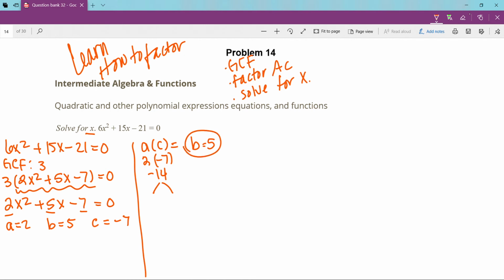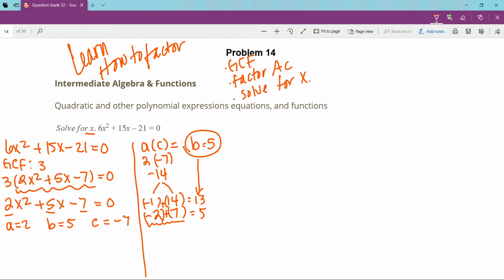So I have 1 and 14 and 2 and 7. I know the smaller number is the negative, and the larger number is going to be positive. So when I add these numbers together, I'm going to try and get the B. So when I add negative 1 and 14, I get 13. And then I add negative 2 and 7, that equals 5.